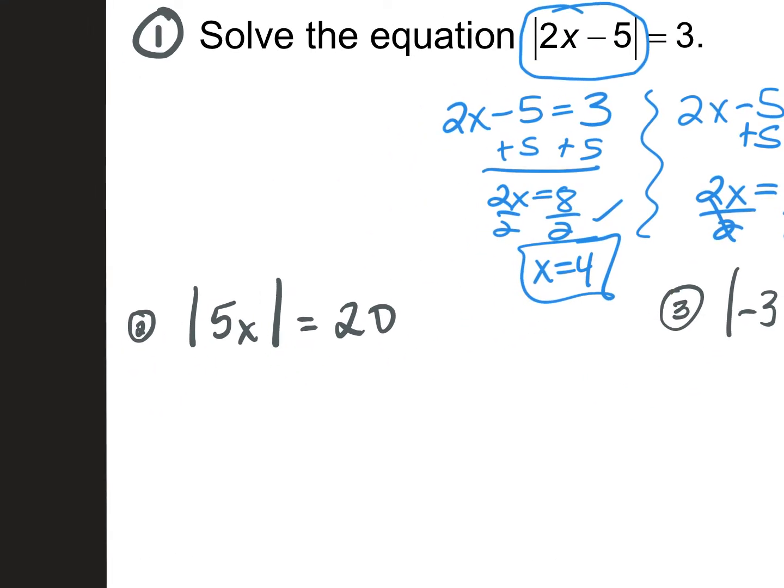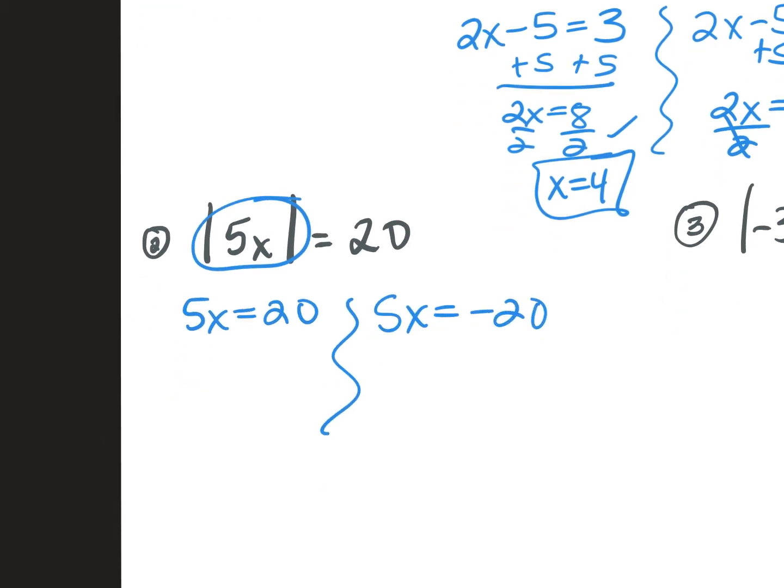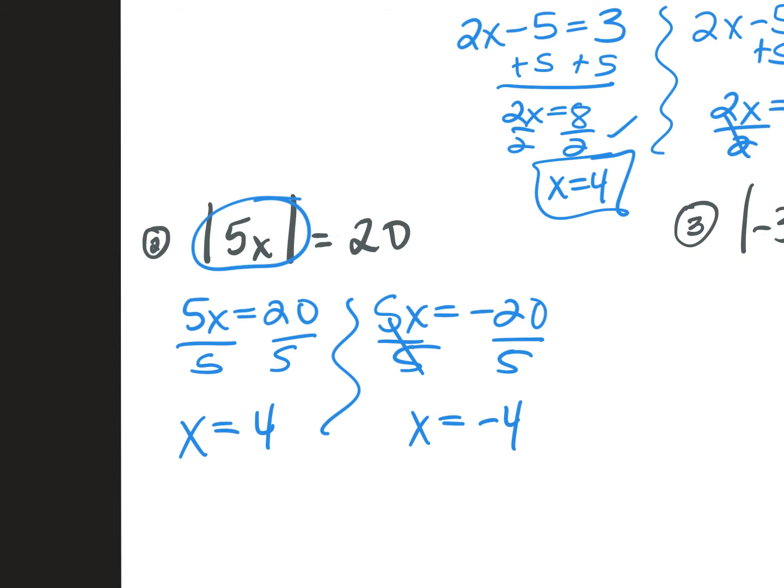This one's pretty quick. Isolate. Is my absolute value by itself? Yes or no? Yes, okay, so I say 5x equals what? 20, and I say 5x equals what? Negative 20. So solve both of them. Divide both sides by 5, and on the left-hand side here, I get x equals how much? 4. On the right-hand side, divide by 5, and I get x equals how much? Negative 4.